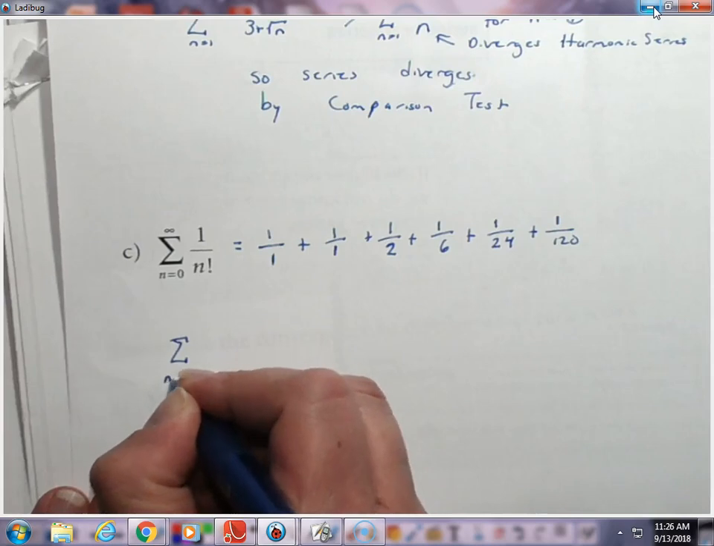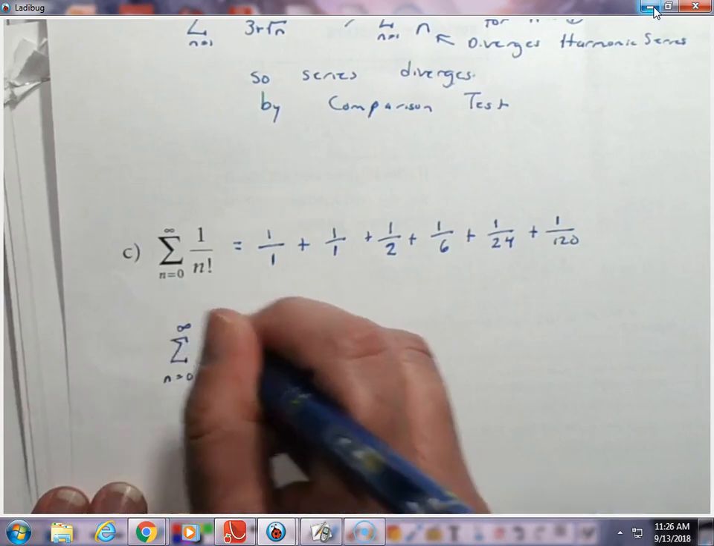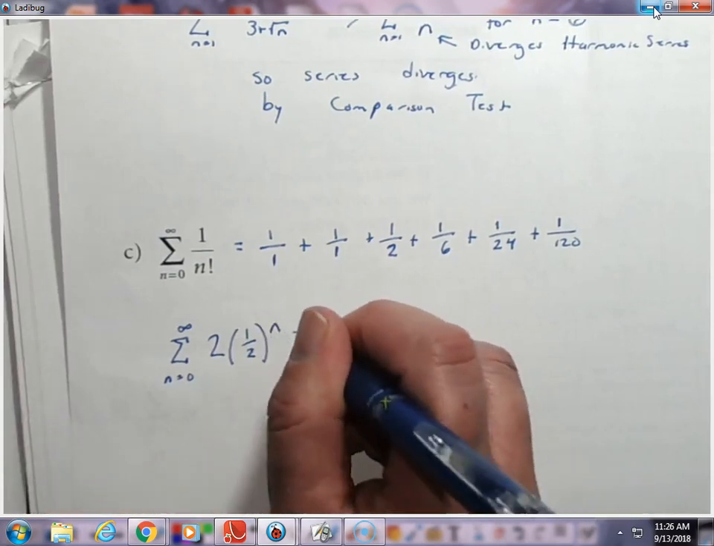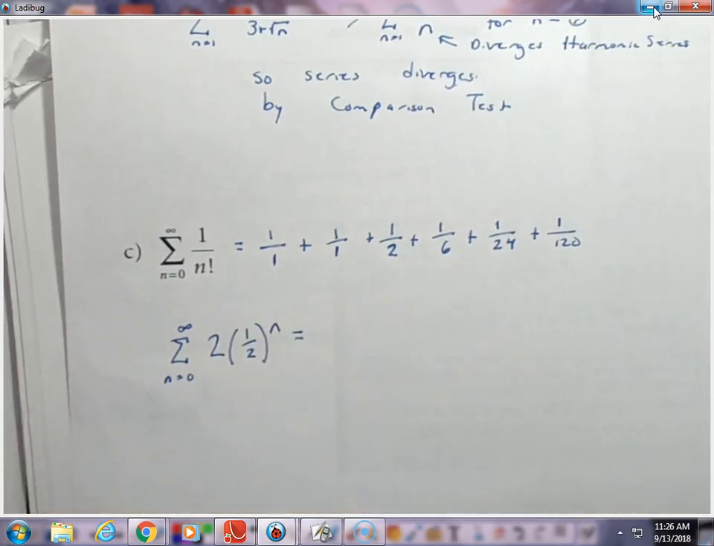I'm going to tell you what I'm going to compare it to. And you're going to say, how do you come up with these? I'm going to say, you just have to know different things, the behavior of different series that you could possibly compare it to. And again, I would probably use a ratio test.